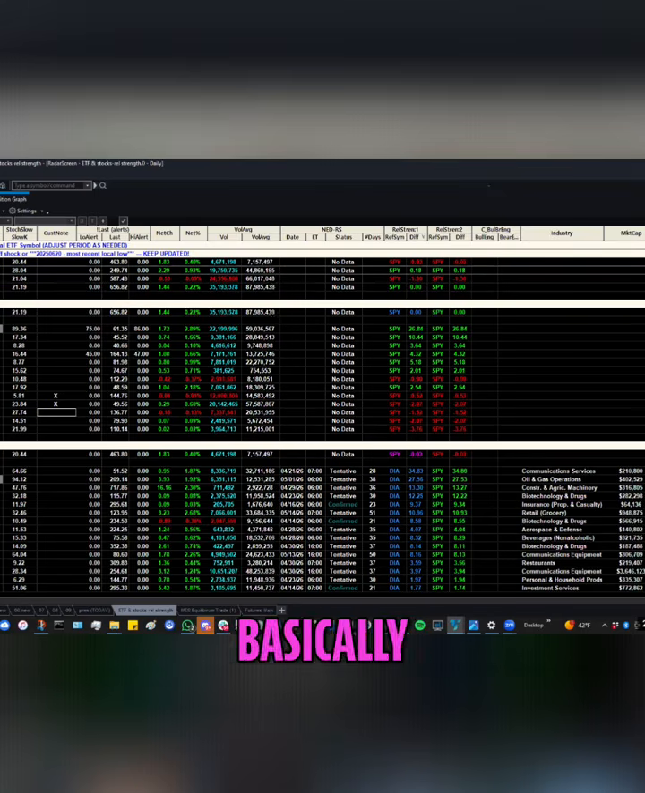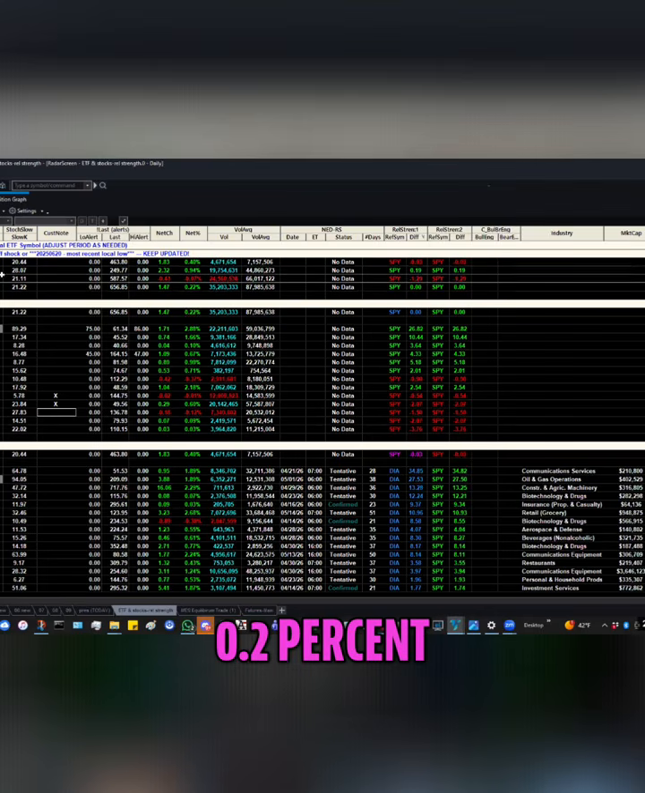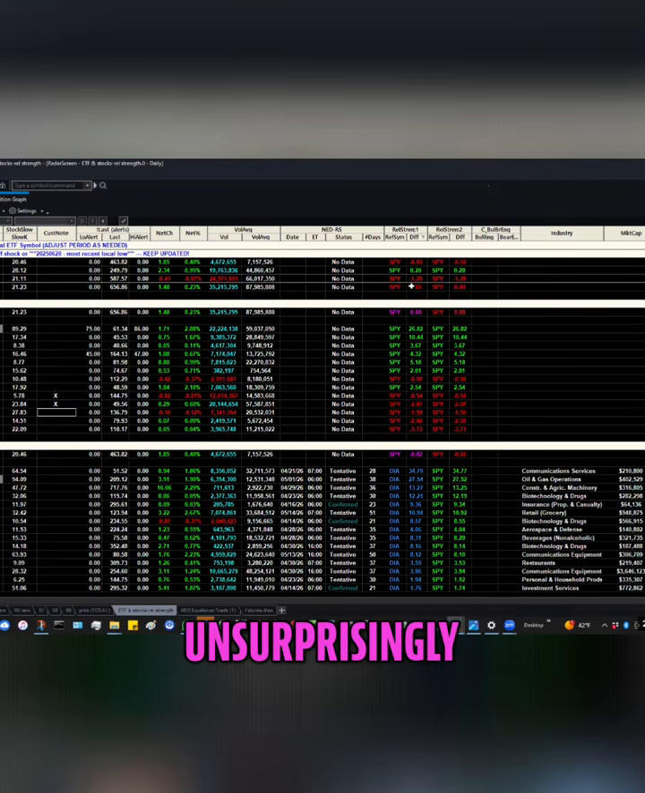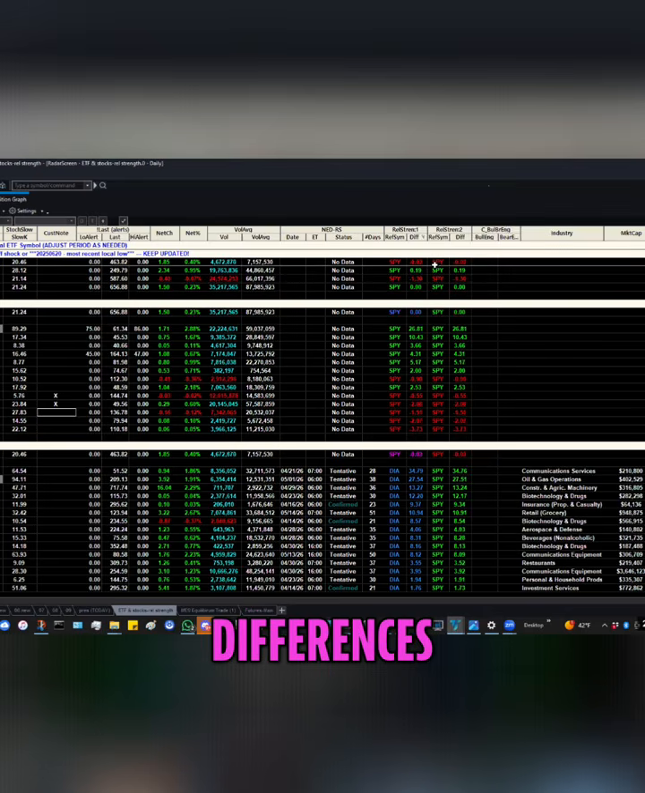Okay, basically the Russell 2000 is incrementally a little better than the SPY, 0.2%. And you can see that the Dow is virtually equivalent to the SPY. Okay, so that's what the broad sectors look like. So unsurprisingly, there are not huge differences here.